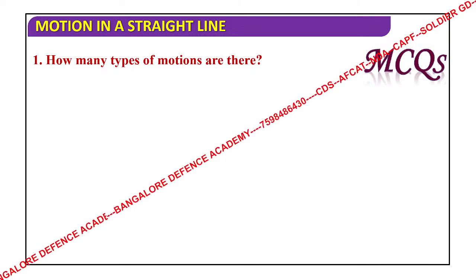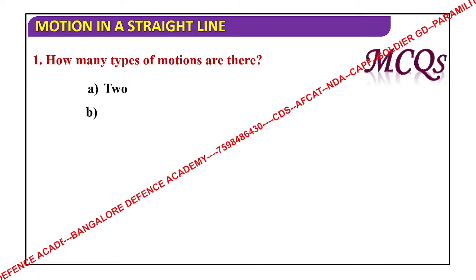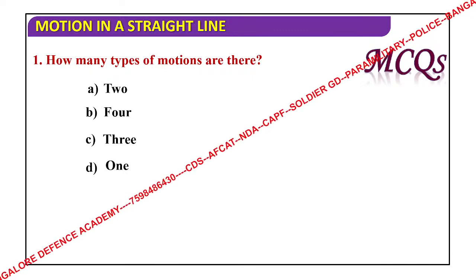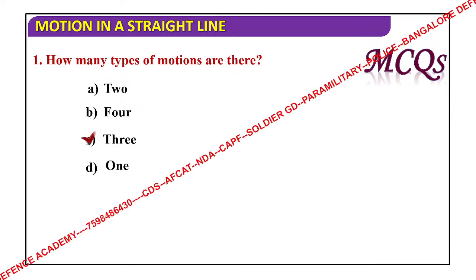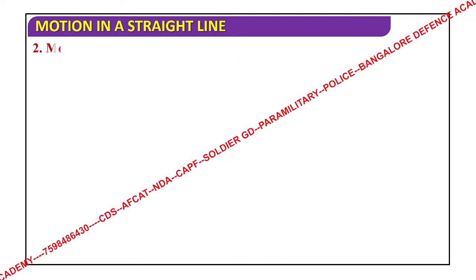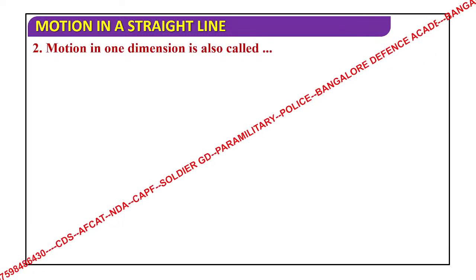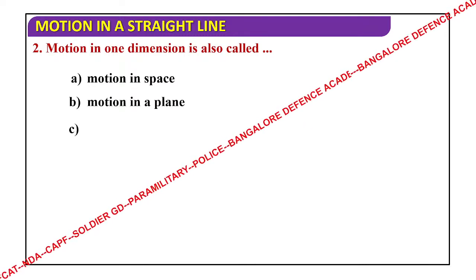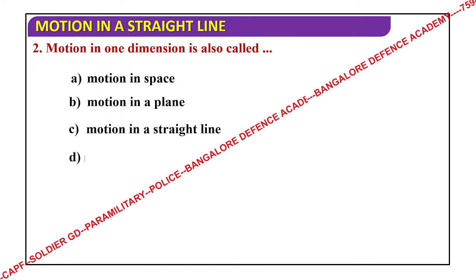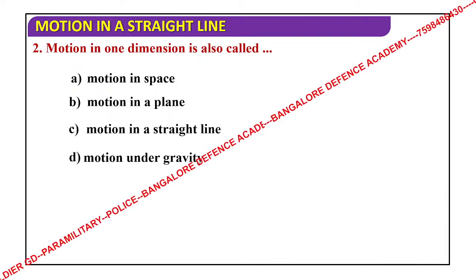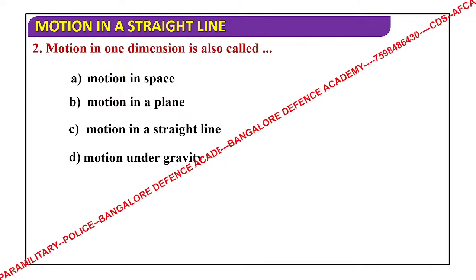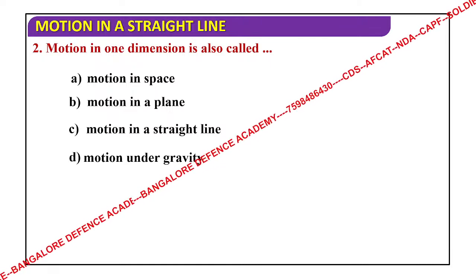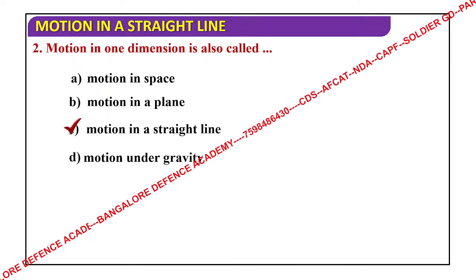How many types of motions are there? 2, 4, 3, 1. Answer is 3. Motion in one dimension is also called: motion in space, motion in a plane, motion in a straight line, motion under gravity. Answer is motion in a straight line.